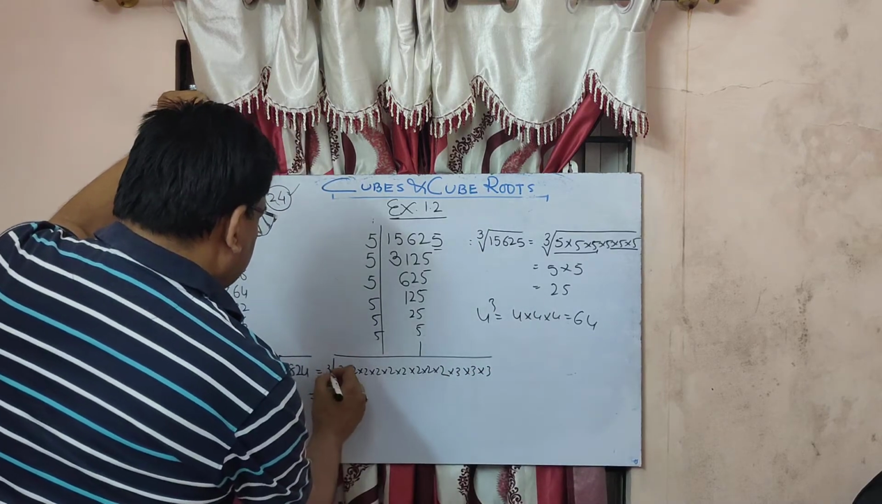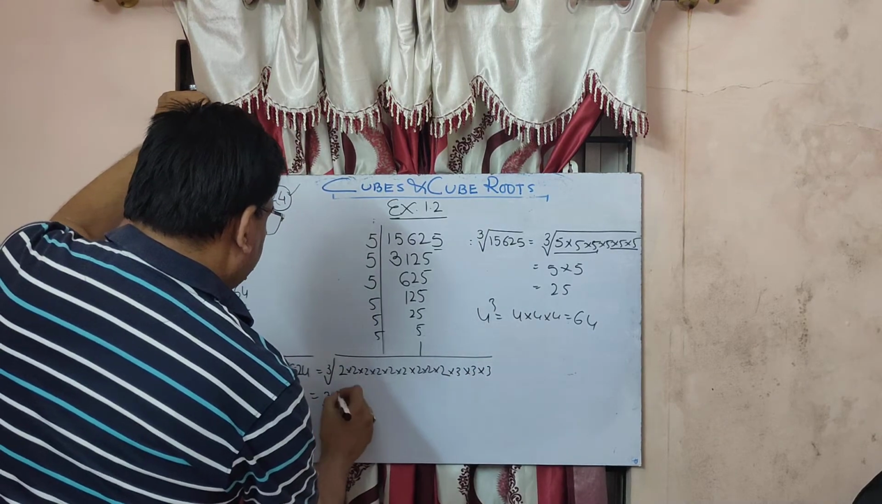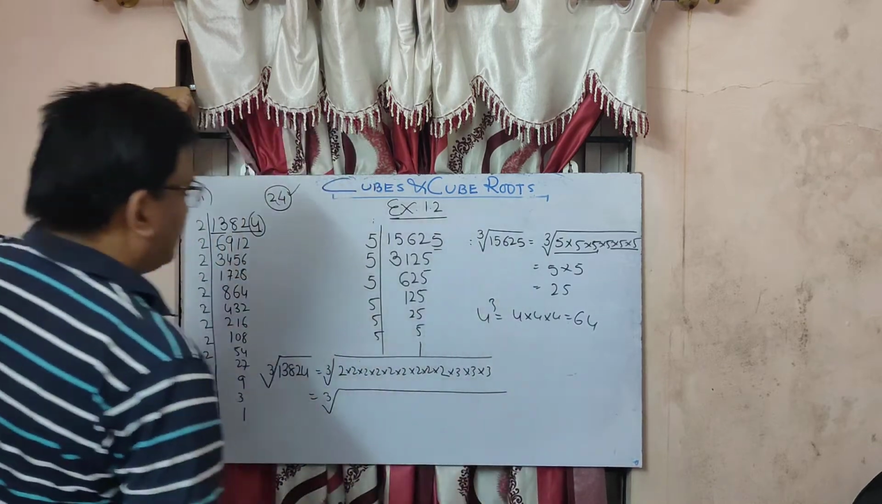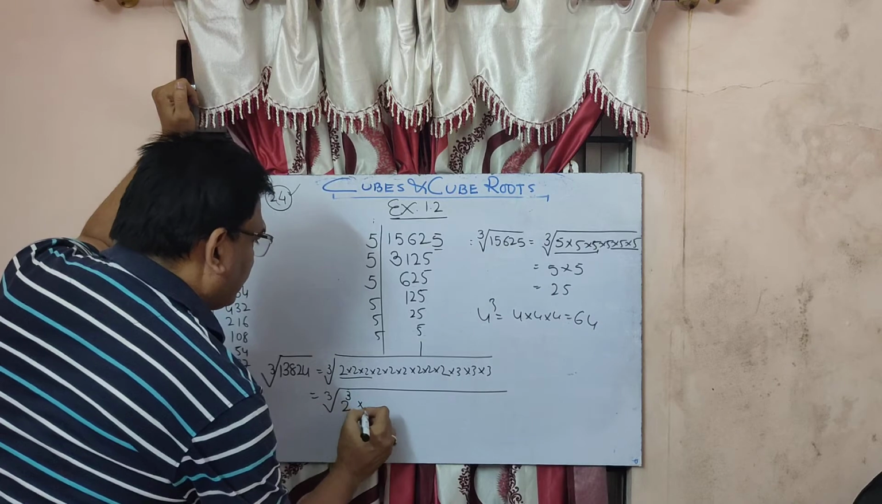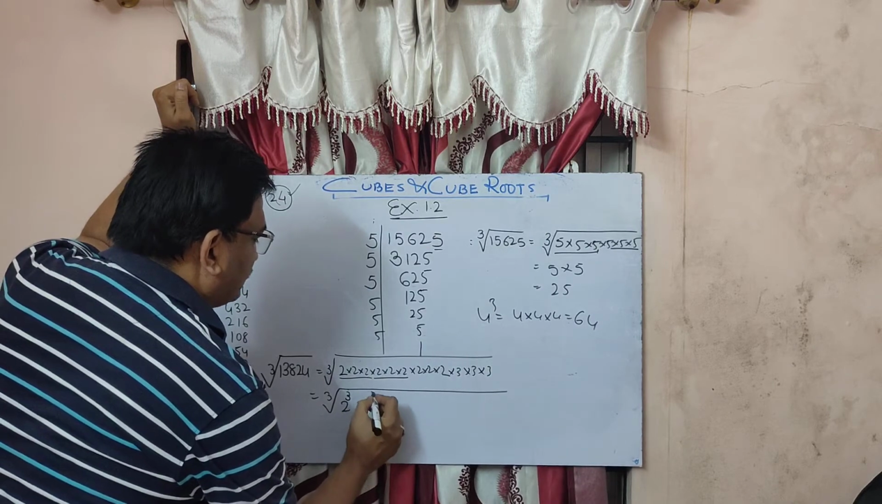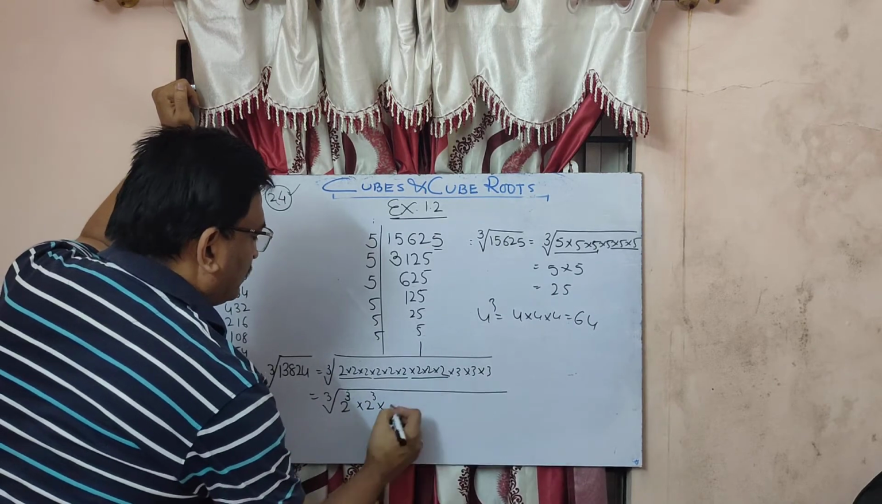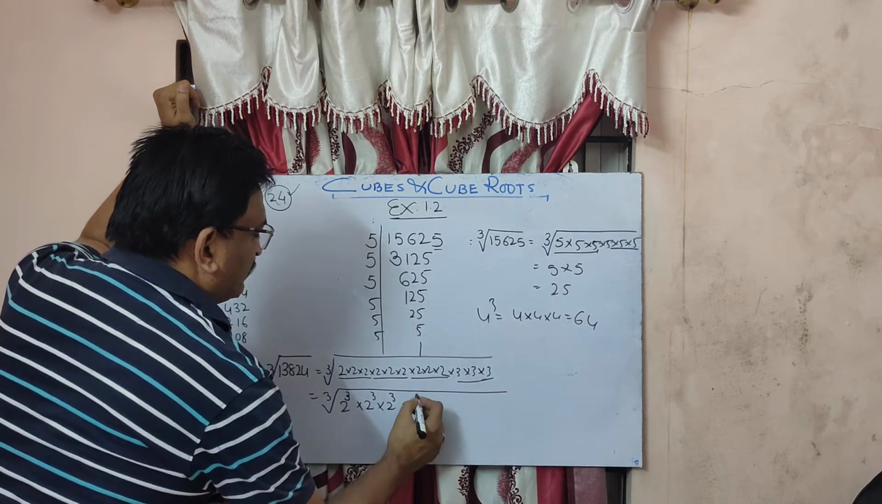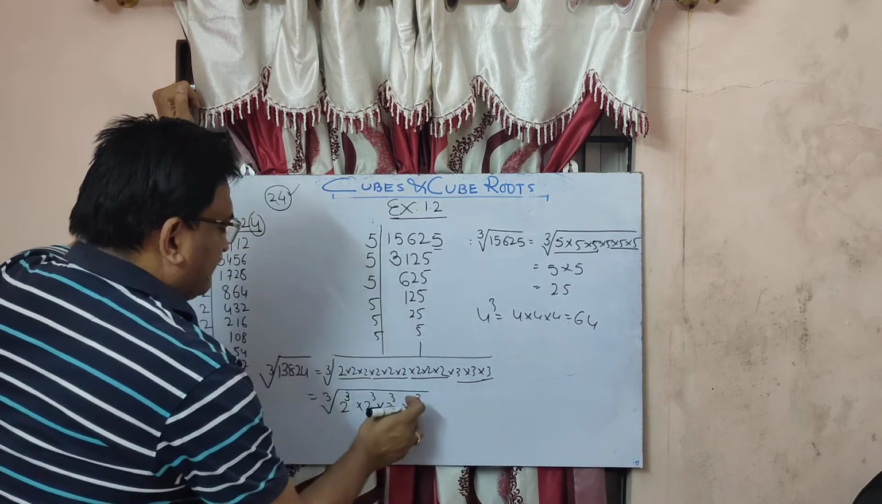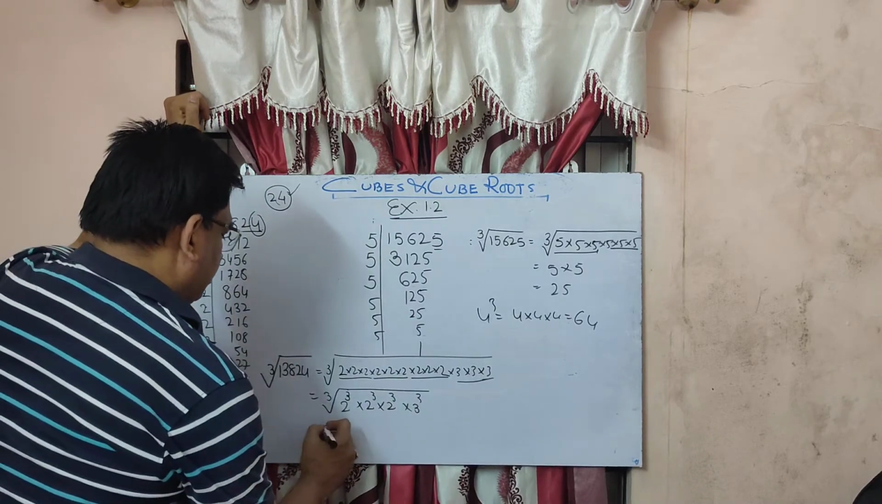You can write it simply. If the numbers are more, then you can write 2 three times as 2 cube. 2 cube you can write, again 2 cube you can write, and this one is 3 cube. In a simple way also you can write it like this.